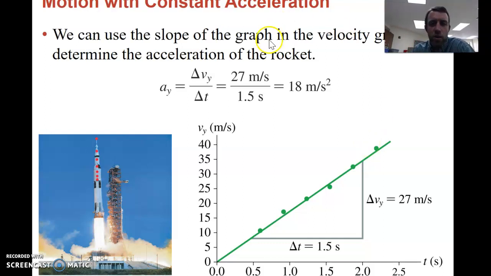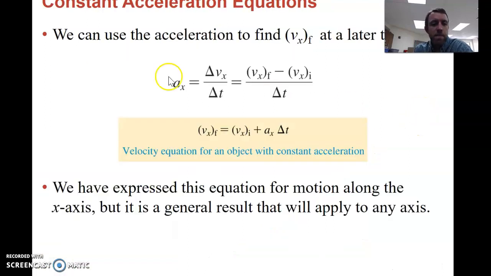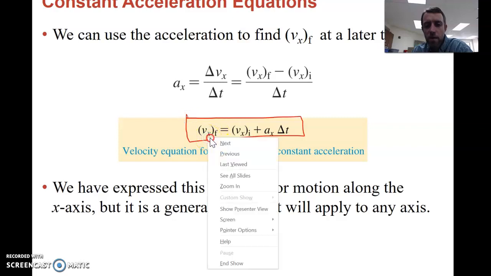So motion with constant acceleration, generally we use a velocity graph to find the acceleration. So you take the rise over run. This is really straightforward. We've talked about this with position graphs. It's no different. From this equation, we rearrange to solve for the final velocity. So when we do that, final velocity equals initial velocity plus acceleration times that change in time. And so this is our first equation.